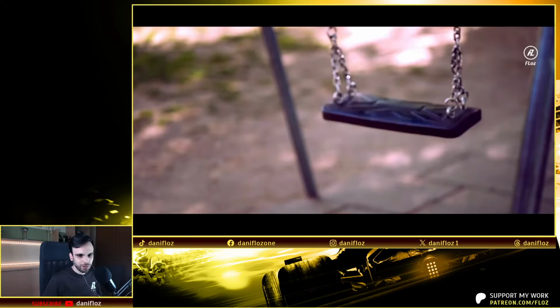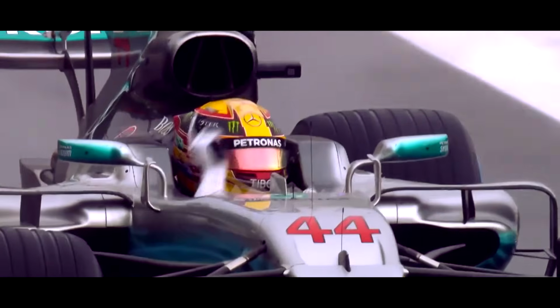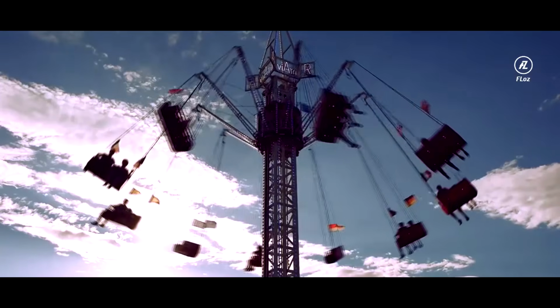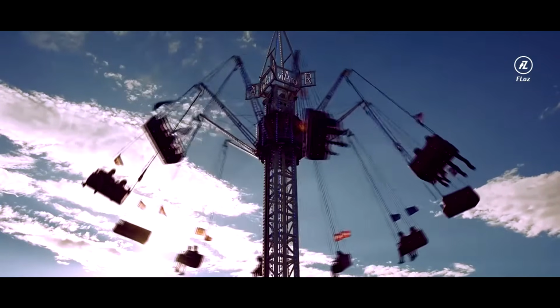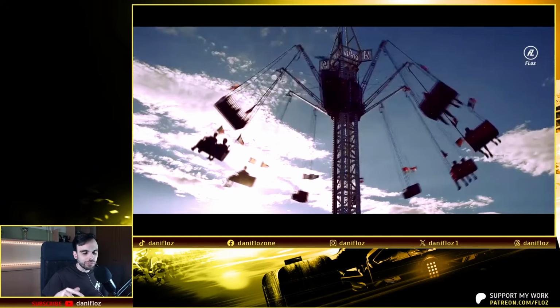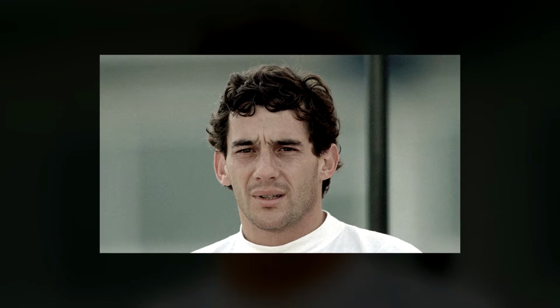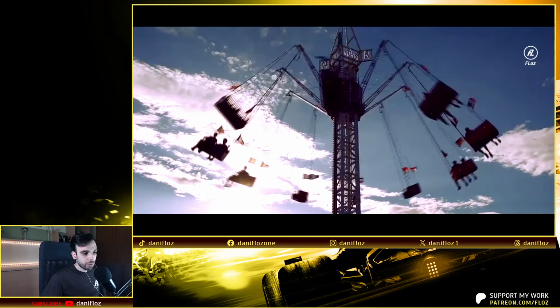Wow, this is probably my favorite editing in terms of visual storytelling. We see these chairs on the air like in a theme park doing circles, and this is for me the representation of life. In this case, with this visual storytelling piece, it's important also to listen to the audio. The voice is Ayrton Senna, a Brazilian driver that was racing in the 80s and the 90s, who unfortunately passed away in 94 at the age of 34 in a racing crash in Imola, and he's talking about life, about how short the career of a Formula 1 driver is.